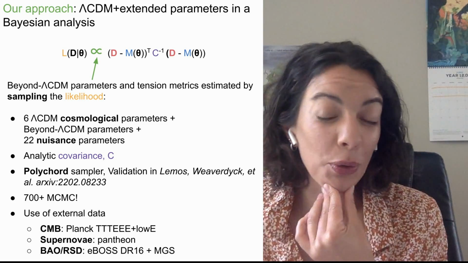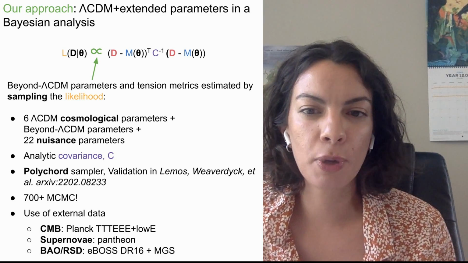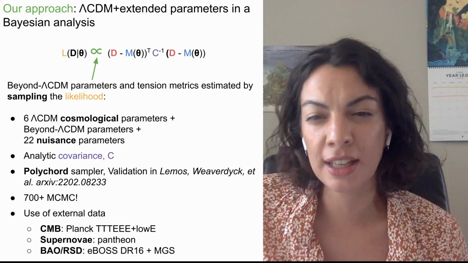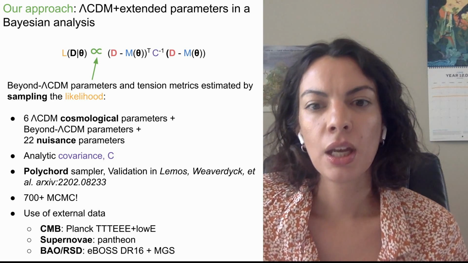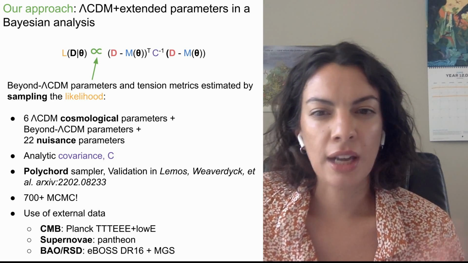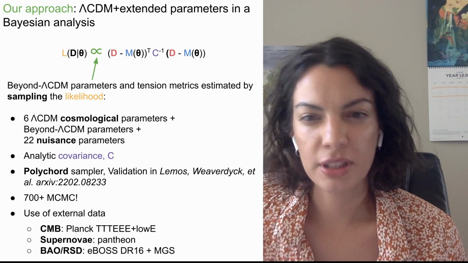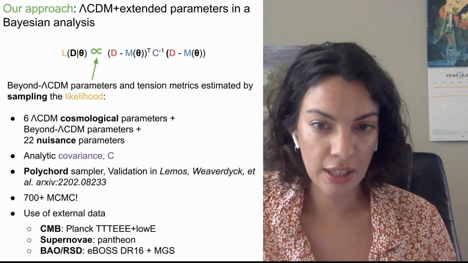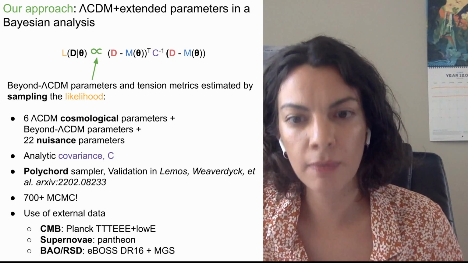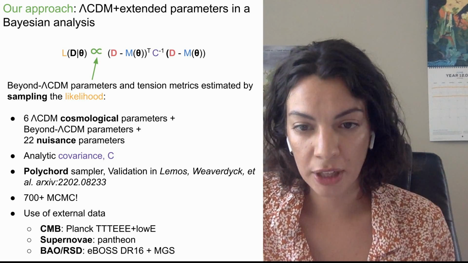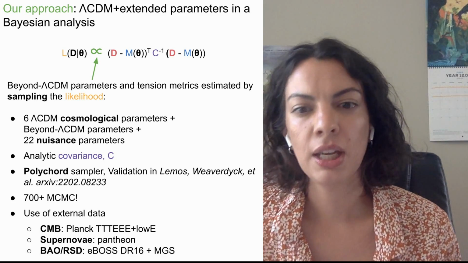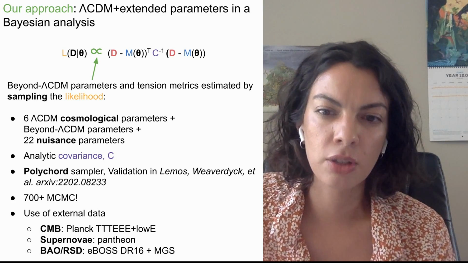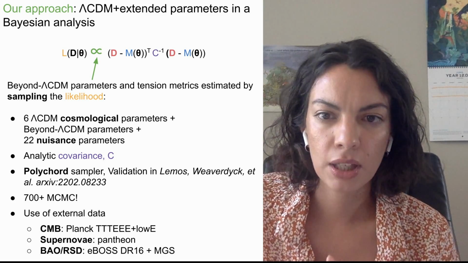So for people who want to know, we use the PolyChord sampler to do the parameter estimation because we validated it in a paper, and we used an analytic covariance matrix. And we will also show results using external data: from the CMB, from Planck. We also use supernovae from Pantheon, and also baryon acoustic oscillations and redshift space distortions from eBOSS and MGS.